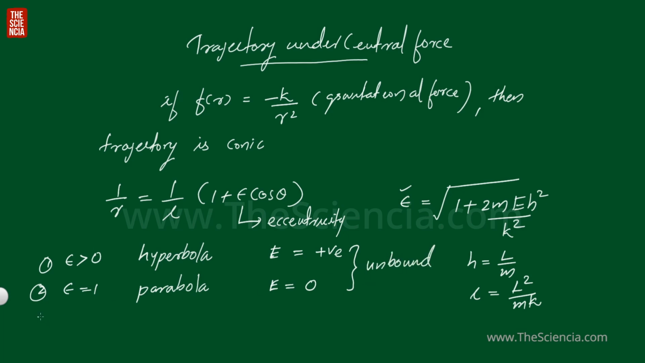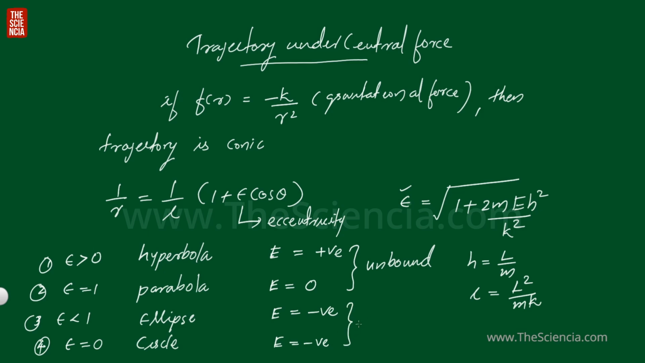And this eccentricity may be less than 1. Then the orbit will be an ellipse. That is, the energy will be negative. And in another case, maybe eccentricity is equal to 0. Then the trajectory will be a circle, and here also the energy will be negative.